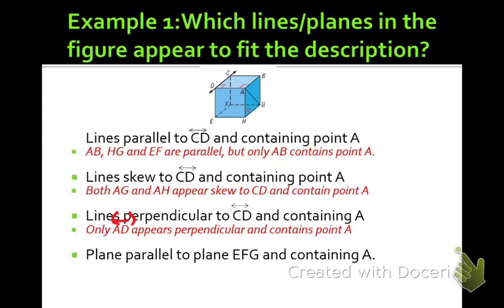Okay? And then we need a plane parallel to plane EFG. Well, if you look, plane EFG is this bottom plane down here. What plane is parallel to that? What plane is not going to touch EFG? Well, that's just going to be this top plane here, which we can call plane ADC. That would work. So there you go.